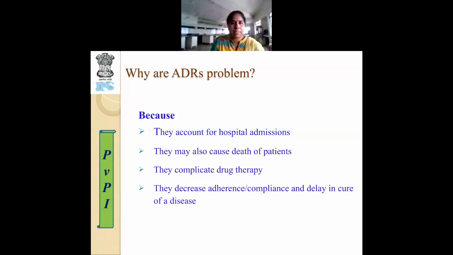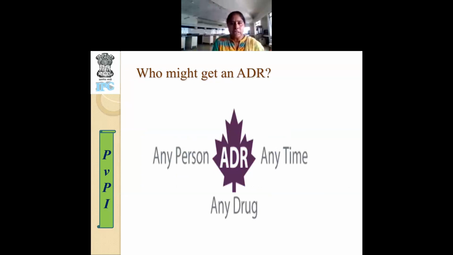So who might get an ADR? Any patient, any person, with any drug at any time may develop an adverse drug reaction. There is no defined time, and there is no drug which may not cause adverse drug reactions. We cannot assure that any drug is 100% safe. There is no drug with 100% safety. That's why a monitoring system has been developed, which is nothing but pharmacovigilance. So you should be very cautious whenever you give a drug to a patient.